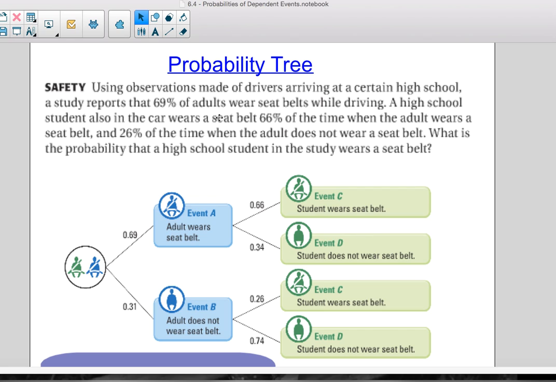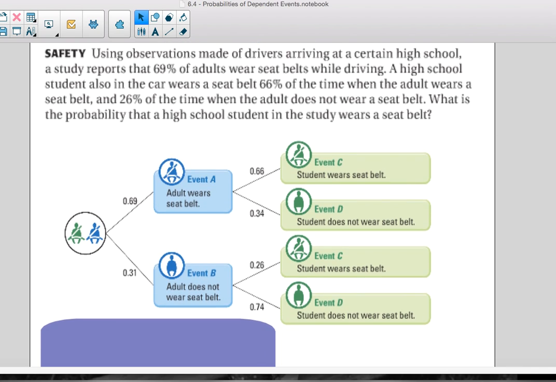It also says that students wear seatbelts 66% of the time when the adult wears a seatbelt. It seems low, but whatever. So 66% of the time the student wears a seatbelt given that the adult is wearing the seatbelt, which means that 34% of the time they don't wear the seatbelt given that the adult does wear the seatbelt. And then the last piece of information says students do not wear a seatbelt 26% of the time when the adult does not wear a seatbelt. So 26% of the time that an adult does not wear a seatbelt, the student still does, right? But it also means that 100% minus 26%, 74% of the time, the student does not wear a seatbelt if the adult does not wear a seatbelt. Apple doesn't fall far from the tree.